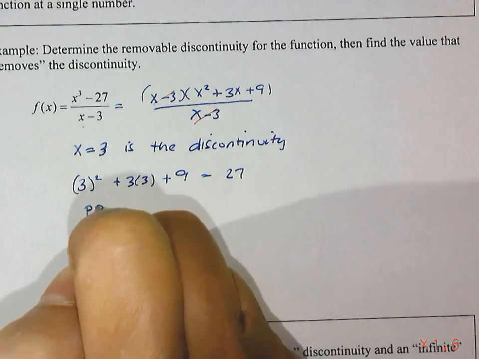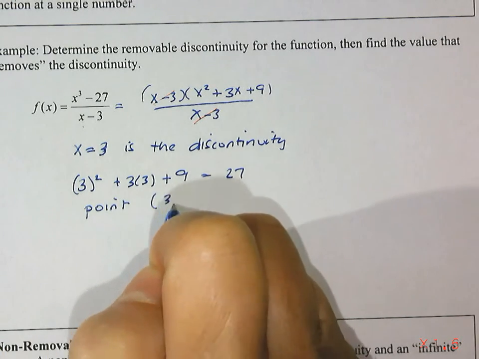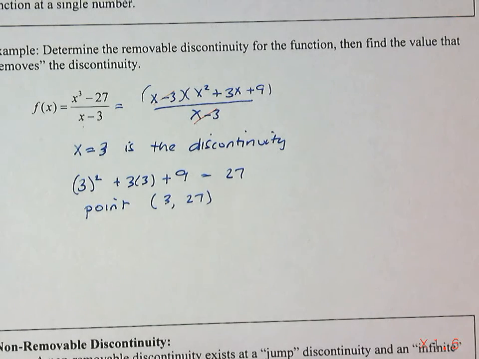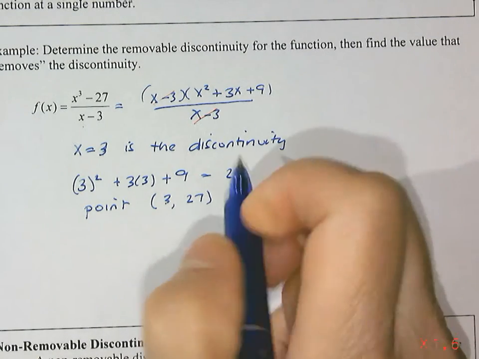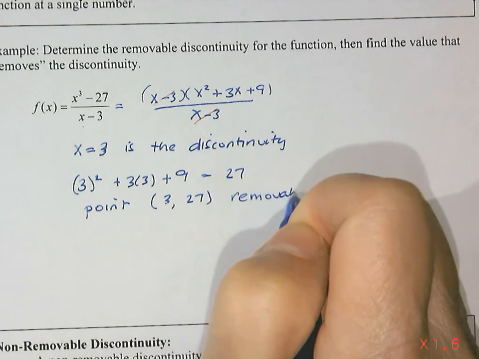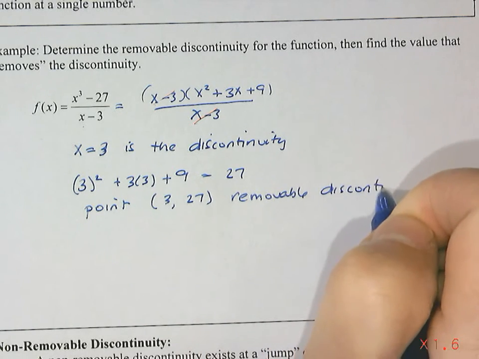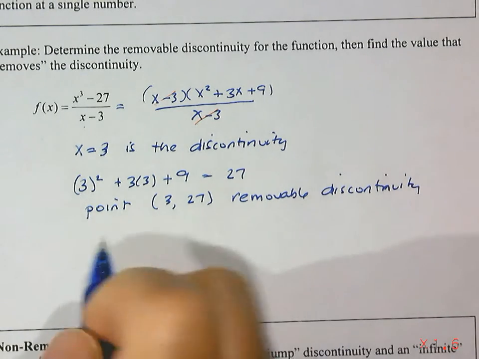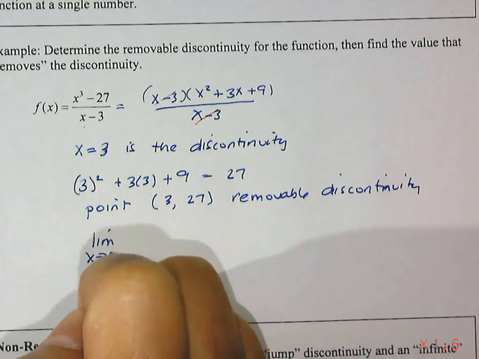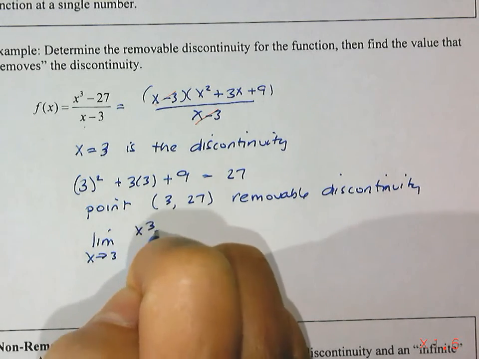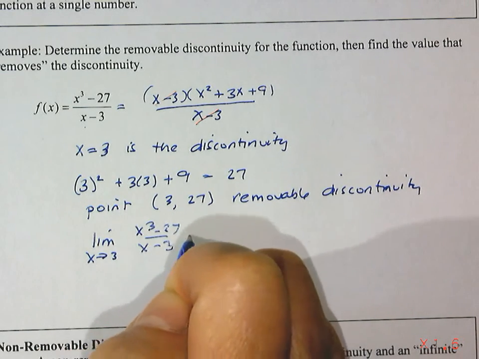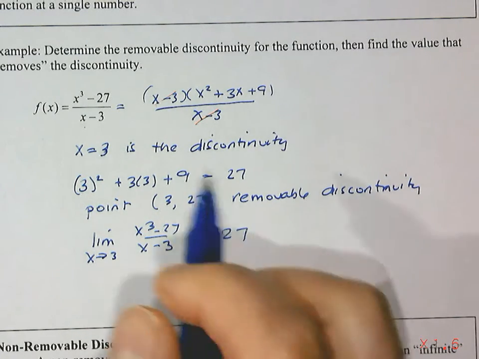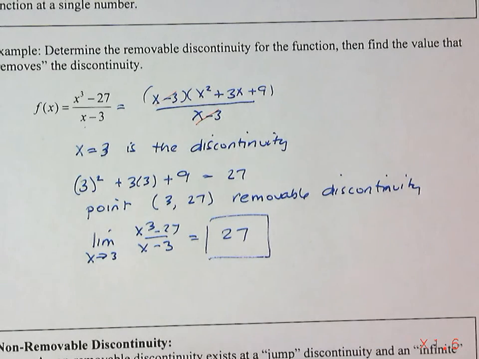So I'm going to have the point (3, 27). It's going to be where this is removable. That's the removable discontinuity. So the limit as x approaches 3 of x cubed minus 27 over x minus 3 is equal to 27. So 27 is the value that removes that discontinuity.